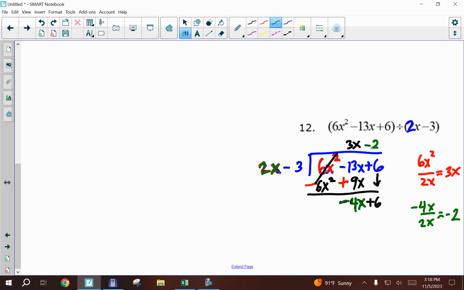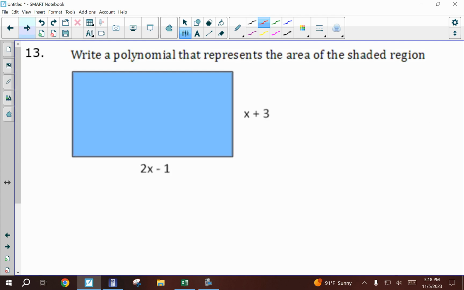Every time you put something on top, it has to multiply to 2x minus 3. So -2 times 2x is -4x. -2 times -3 is +6. After you times, then you change the signs. So I put that as a plus, and I'll put that as a minus. That crosses out, and then that's 0. So because that's 0, that right there means that this divided evenly. So that's my answer up there on the top with no remainder.